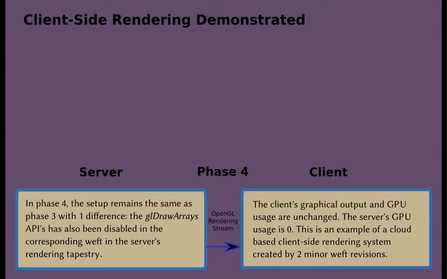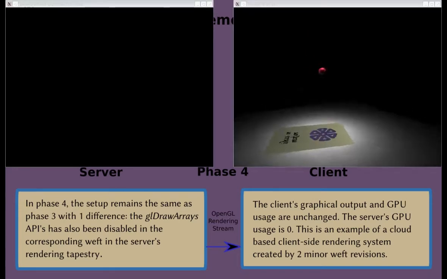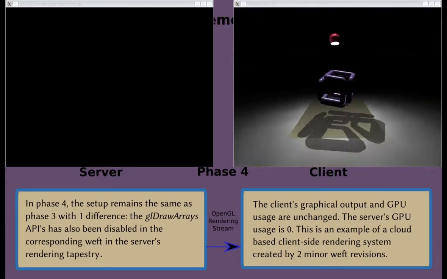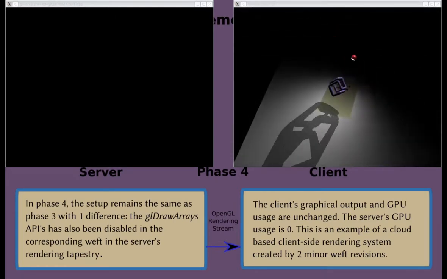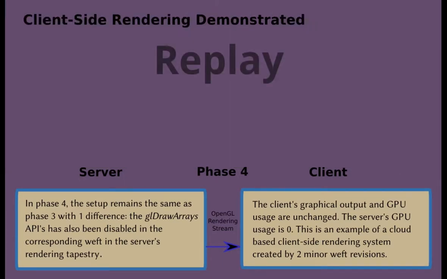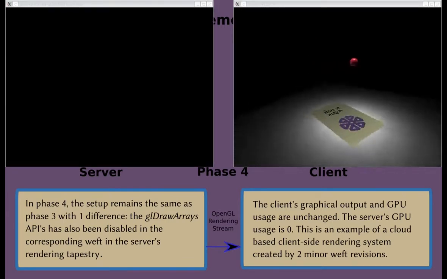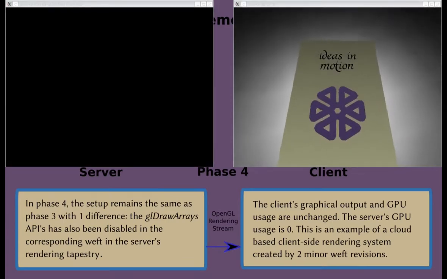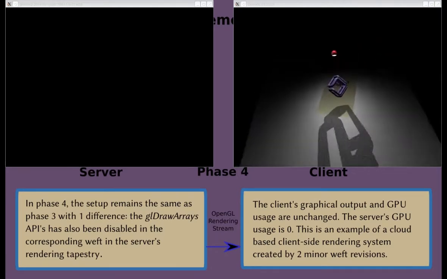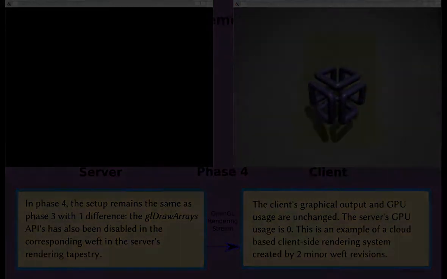In Phase 4, the setup remains the same as Phase 3, with one difference. The GL Draw Arrays APIs has also been disabled in the corresponding weft in the server's rendering tapestry. The client's graphical output and GPU usage are unchanged. The server's GPU usage is 0. This is an example of a cloud-based client-side rendering system created by 2 minor weft revisions.